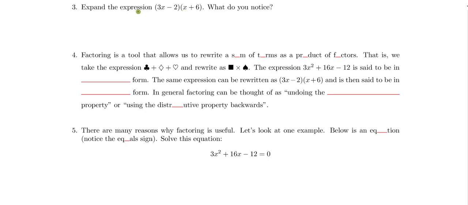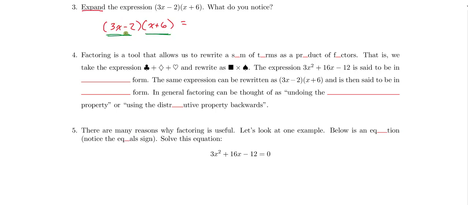What do we notice? Well, I'm asking you to go ahead and expand this out. So we've got 3x minus 2 times x plus 6. And if I go to expand this out, I'm going to do a process called FOILing, if you like. There's lots of ways to think about it. But remember, the general rule for multiplying a polynomial, specifically a binomial, by another polynomial, specifically a binomial, is to simply multiply each term in the first to each term in the second.